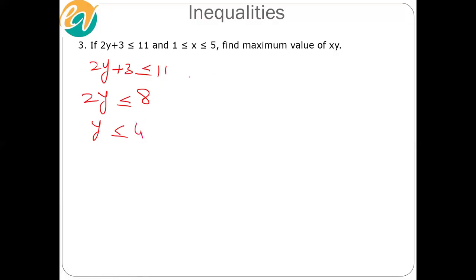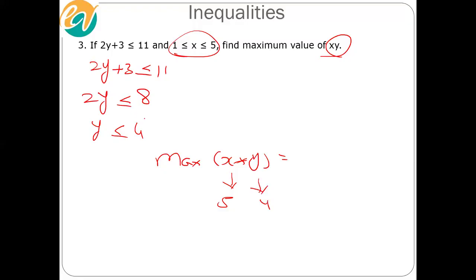On the other hand, I also know that x is between 1 and 5. So we have to find out the maximum value of xy. When will the value of xy be maximum? Very nice. When x is 5 and y is 4, right? So that would be 20. That's the final answer. Easy one.